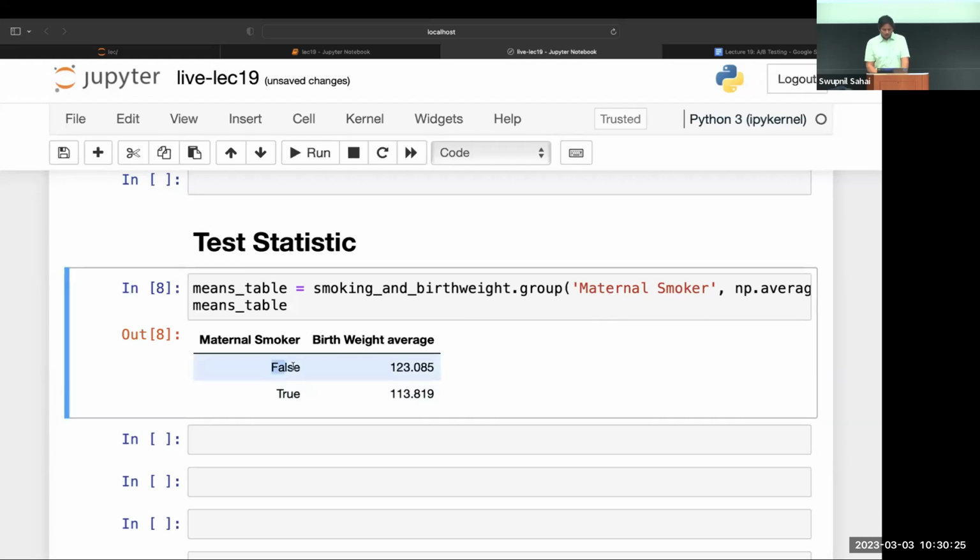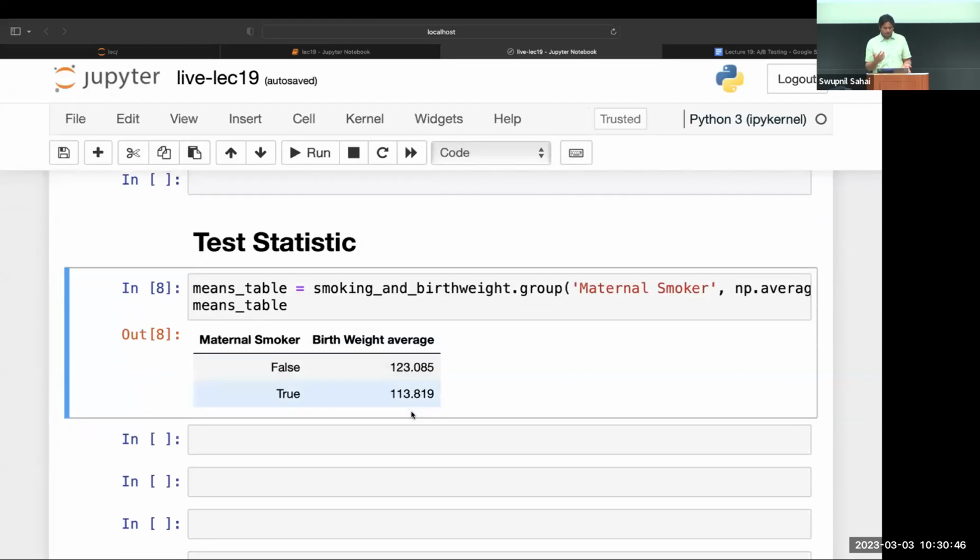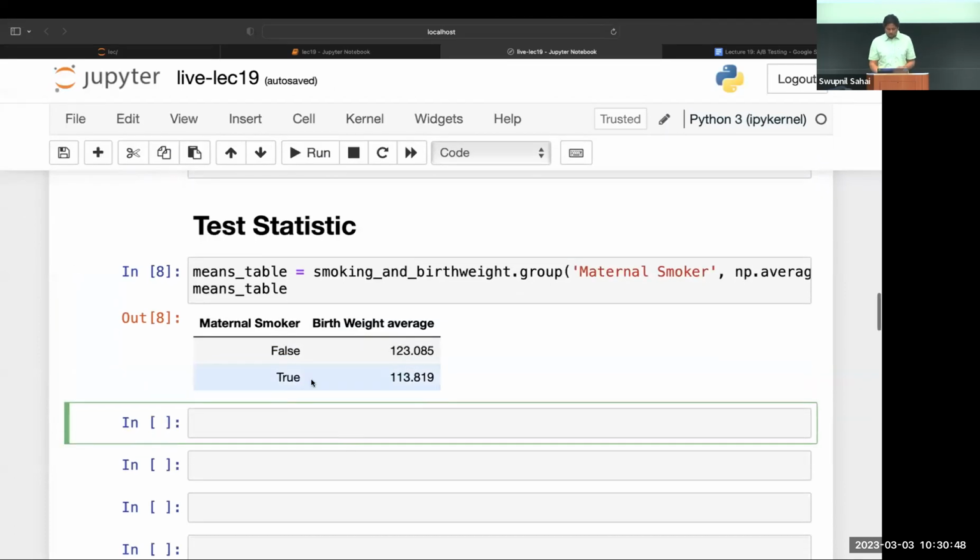We know that among the non-smokers, the average birth weight is 123 ounces, and among the smokers, the average birth weight is 113.8 ounces. So we can now calculate that difference. Before you even calculate the difference, it's a good idea to do an approximation in your mind. This is like 123, this is 113, so the difference should be roughly 10. It should be negative 10 because we're doing true minus false. So do that little check in your mind, and then let's check it out.